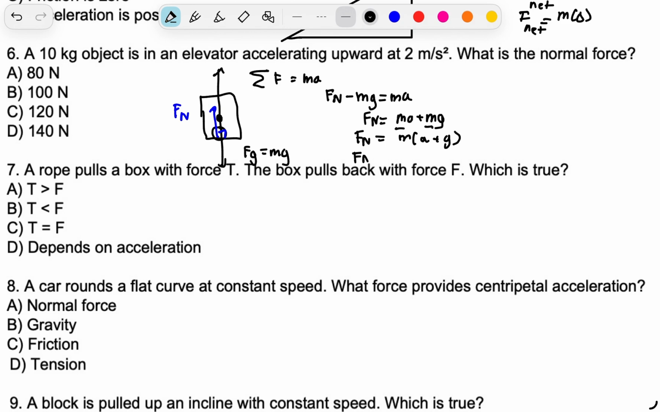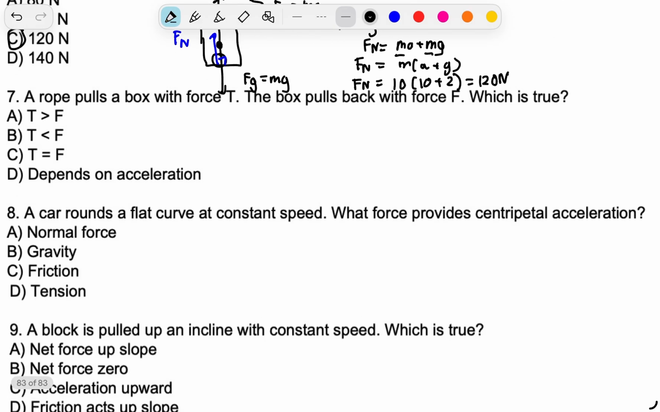Your normal force is equal to your mass of 10 times an acceleration of 2 plus gravity of 10. We'll use gravity as approximately 10 because that's what you can do for MCQ questions. That's going to give you 120 newtons right here.